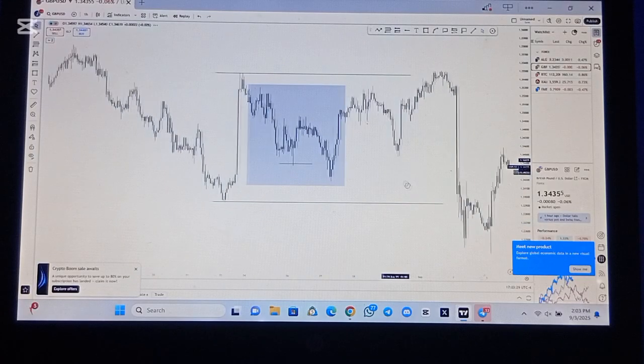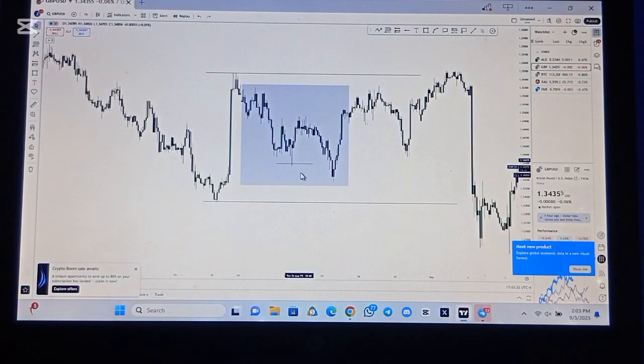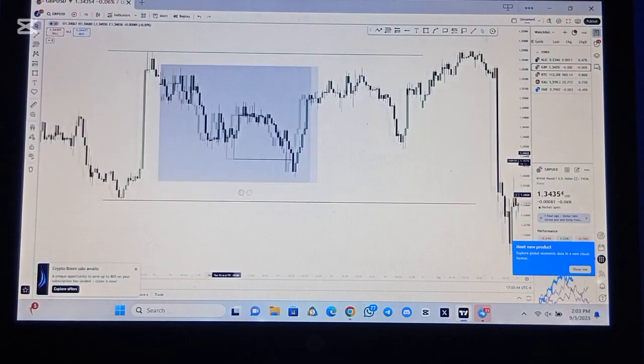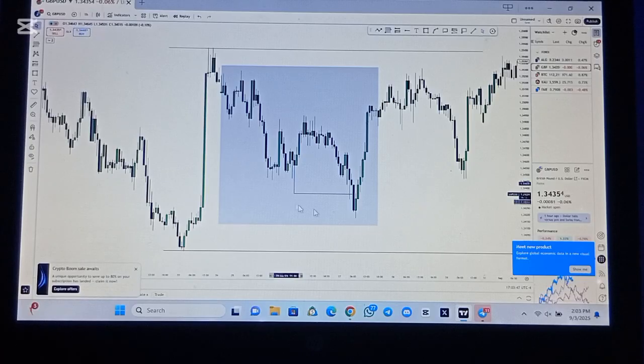Alright, from here, what did you see? I see the sweep, this sweep below here. And if you look below, what made price reject from here? You see this fair value gap. That's where price rejected from.